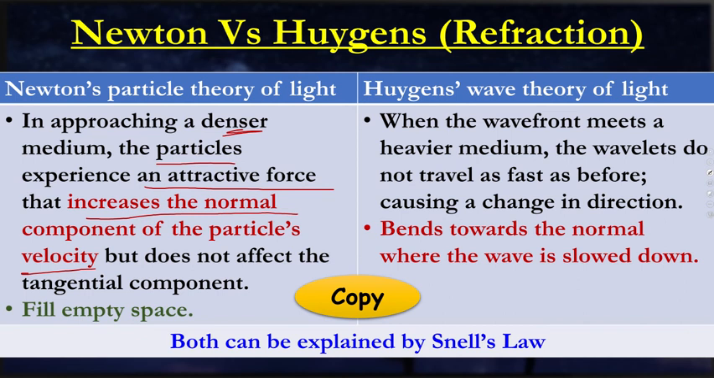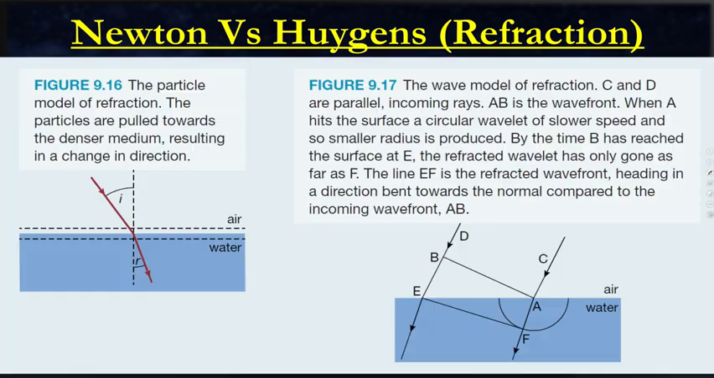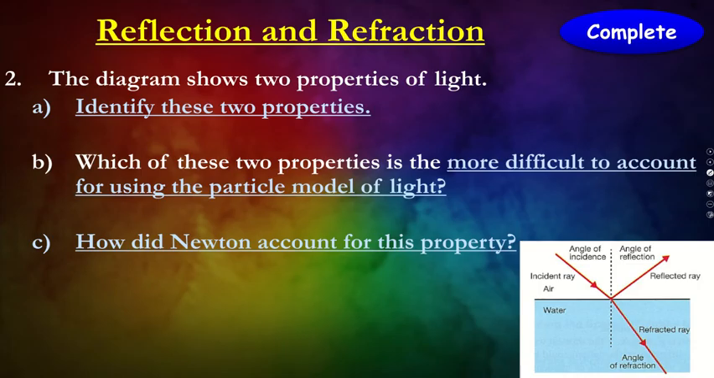Huygens' description is if it meets a heavier medium or denser medium, the wavelets do not travel as fast, causing a change in direction. So his end conclusion, we have one that says the wave will slow down in a more dense medium, and then we have another one that says the speed will increase if it's in a denser medium. Both agreed, following Snell's law, of how things bend. So there's that there.